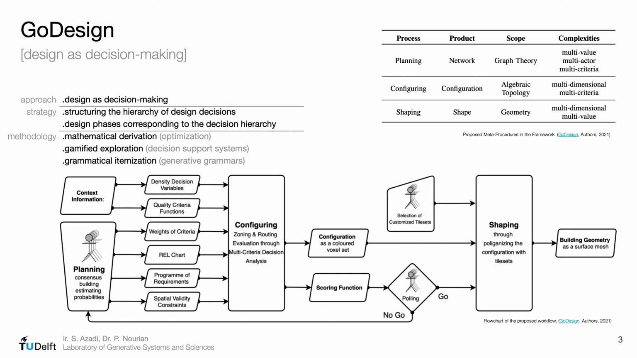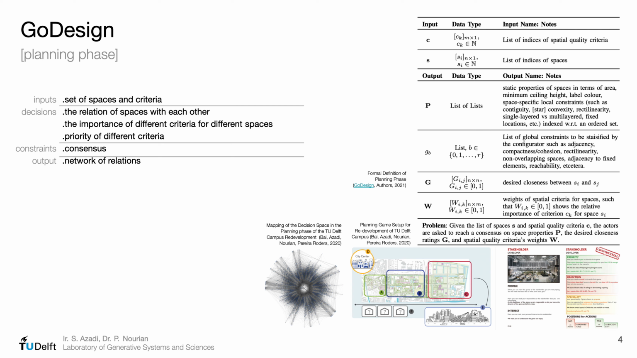The important point here is that each phase has a different set of complexities and may require different methodologies to address them. We envision a spectrum of methodologies that can be adopted, from the most objective decision-making approaches that are mainly based on mathematical derivation and optimization, to hybrid methods such as decision support systems and gamification that allow the actors to co-create a decision while providing objective assessment of alternatives, until the most subjective methods such as grammatical itemization through generative grammars. The first phase, planning, focuses on the relational decisions.